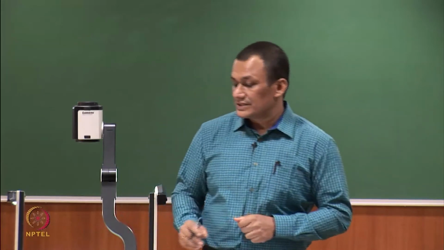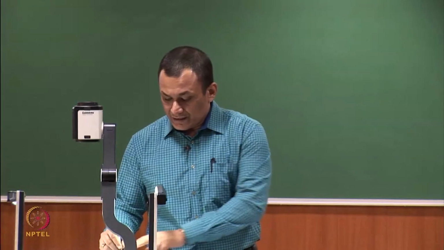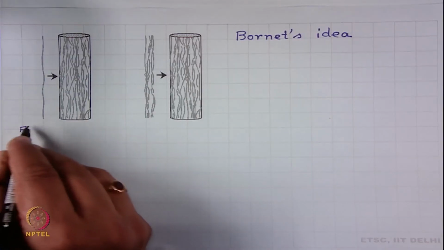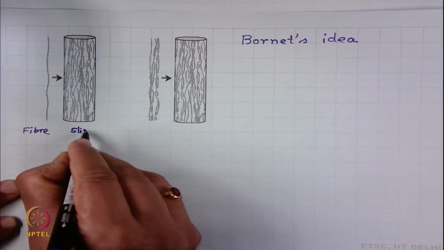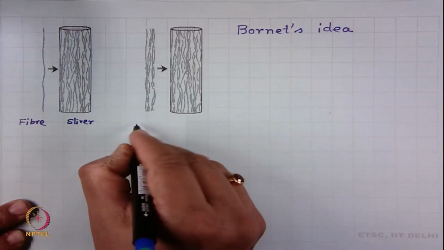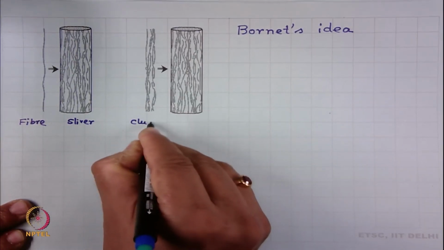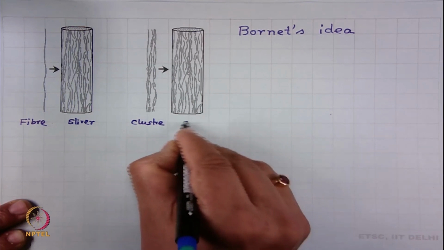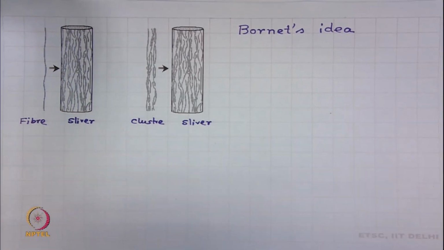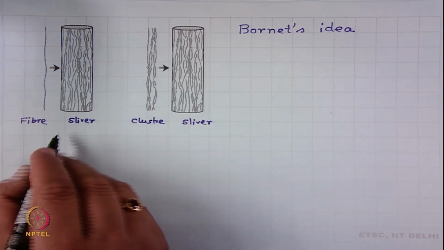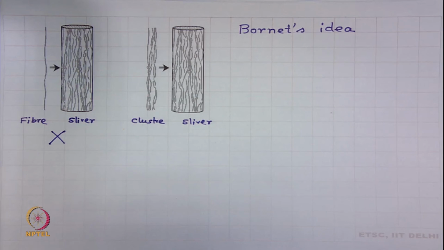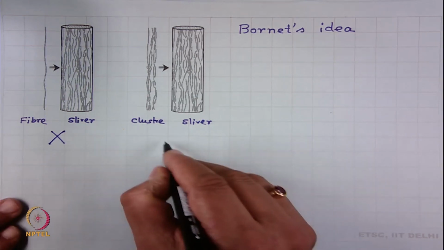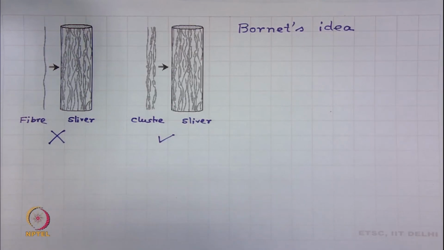So, what you see in this image is Martindale's model, one fiber and then sliver. Here it is cluster and then sliver. So, Bonnet probably thought this is not correct. However, this is correct, that is what Bonnet thought.